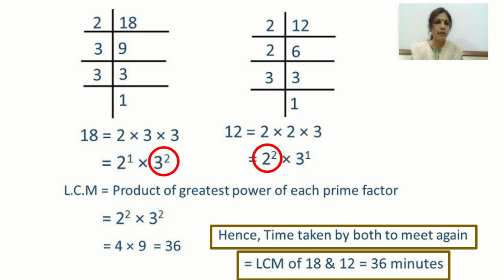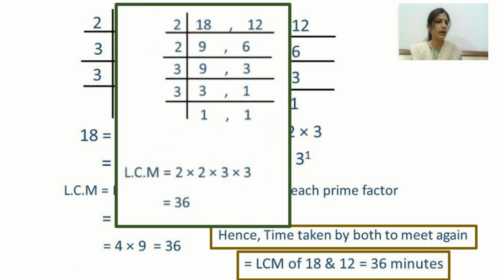Now there is one more method to find the LCM of 18 and 12. Just have a look at this. You can also find the LCM of 18 and 12 in this manner. So straightaway, both the numbers you can take together and find the LCM of the two numbers in this manner. So 2 into 2 into 3 into 3, which comes to 36, and that is your answer.